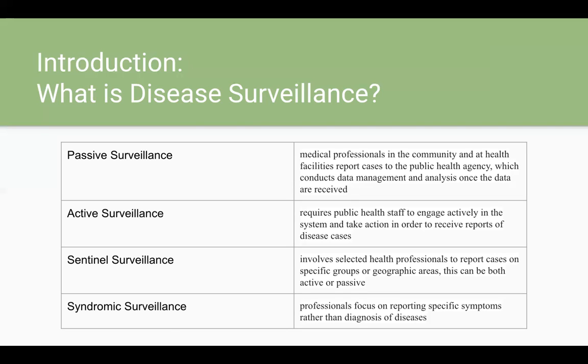Sentinel surveillance involves selected health professionals reporting cases on specific groups or geographic areas. This can obviously be active and passive. So one of the projects I work on today is a tool for sentinel surveillance. We're trying to pinpoint selected health professionals to report cases rather than just getting some random thing from an entire organization. And then syndromic surveillance is more focused on reporting specific symptoms rather than a diagnosis of a disease.